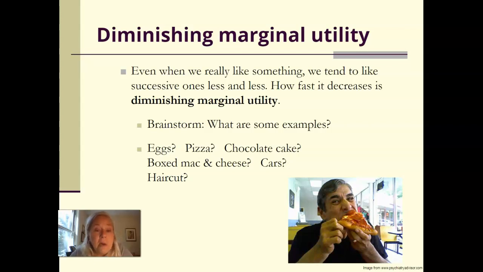I used to love boxed macaroni and cheese in college. It was basically what I lived on. But then I got so sick of it that having one more box, like another day, another box, was just gross. I don't want it anymore. So that's diminishing marginal utility.